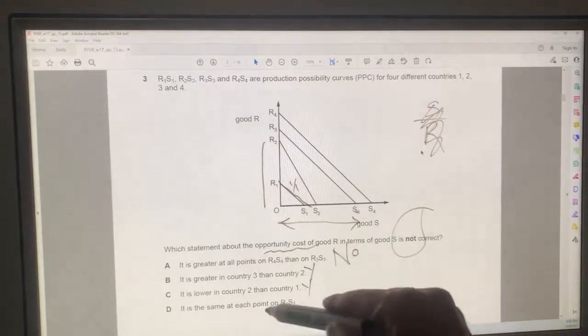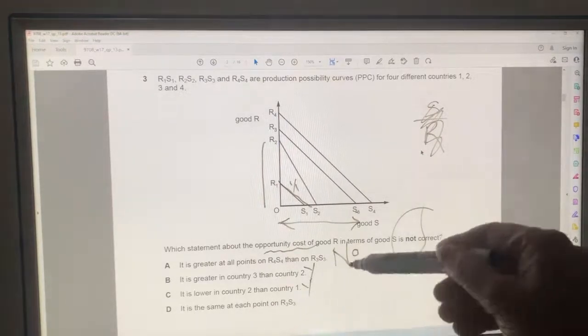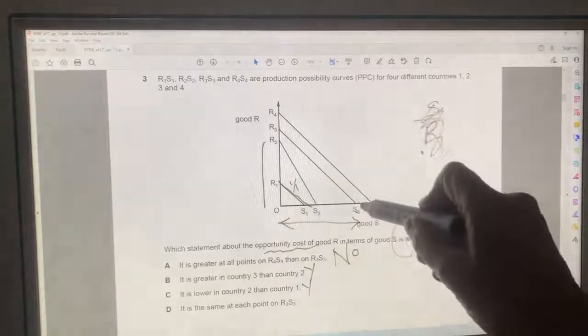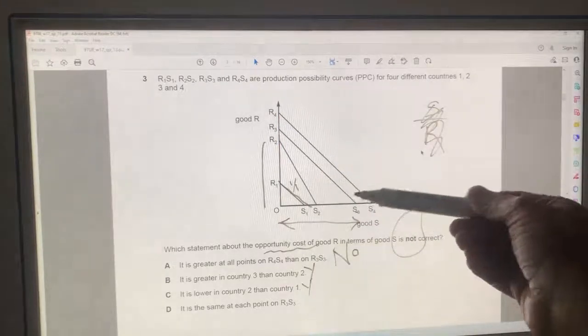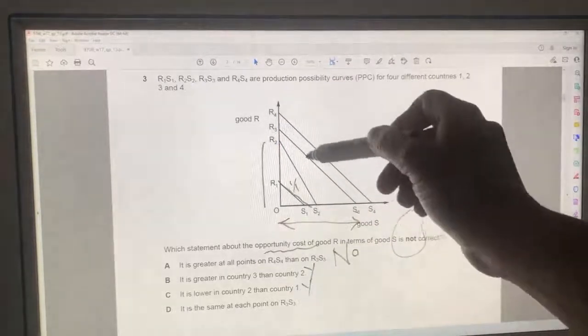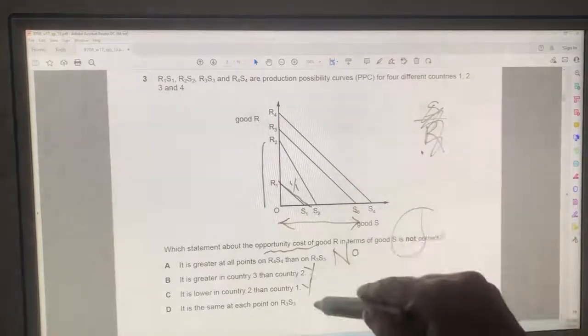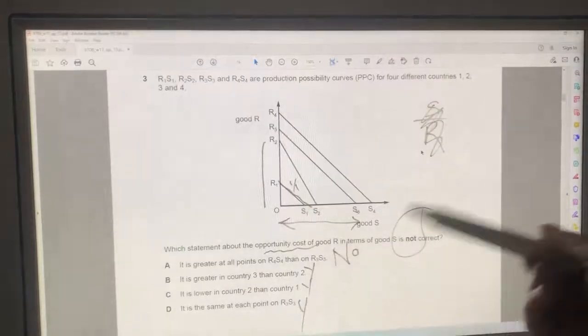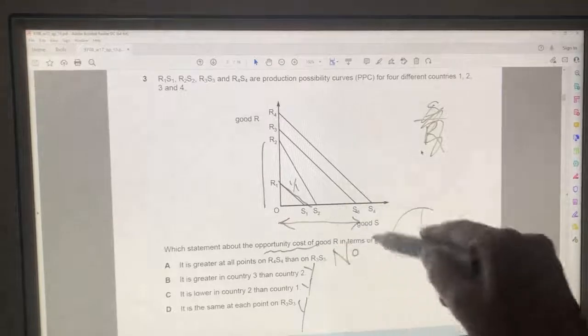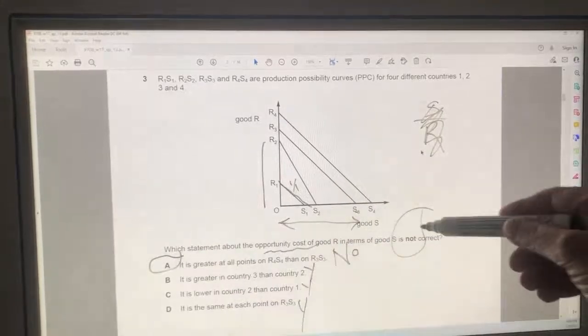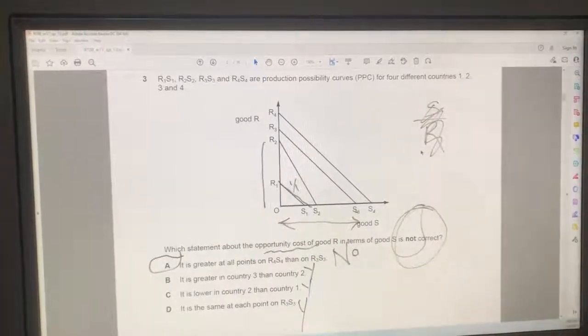And D says it is the same at each point on R3, S3. Yes, a linear PPC means that your opportunity cost does not change as you move along the curve. So B, C, and D are all true. A is not true, so A is not correct. A is the answer for 3.